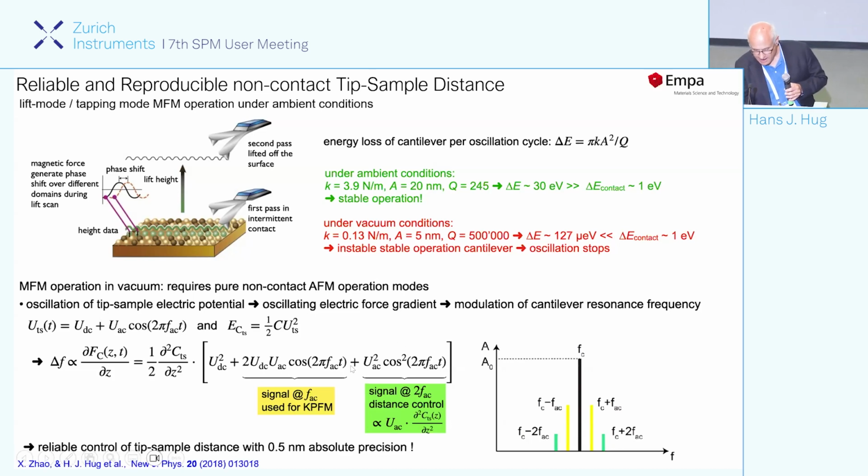And as you see, the amplitude of the second sideband does not depend on the local contact potential difference. It only depends on the U_AC that you apply and on the tip sample capacitance, which is a measure of the distance. So looking at the amplitude of the second sideband tells you where you are above the surface, or at what distance you are. And we use that for a slow feedback. That's a bit challenging because these signals are so small. They're a few picometers, typically, for a 5 nanometer oscillation amplitude.